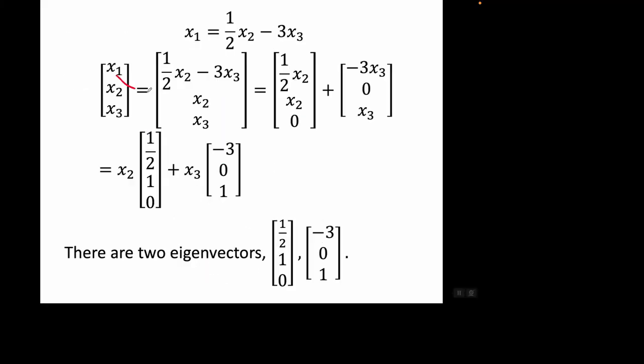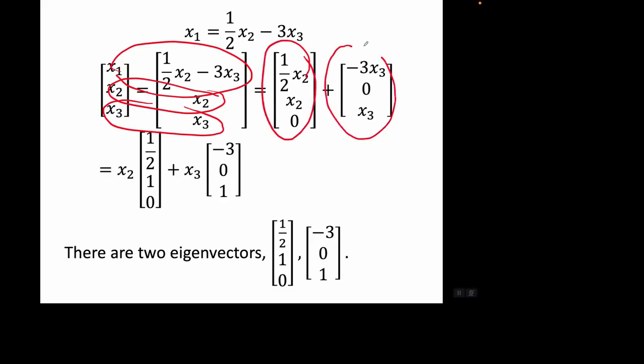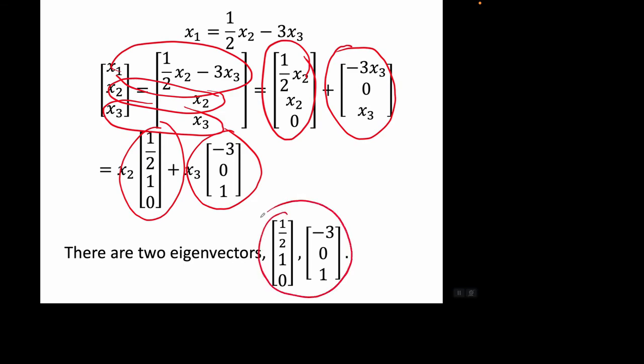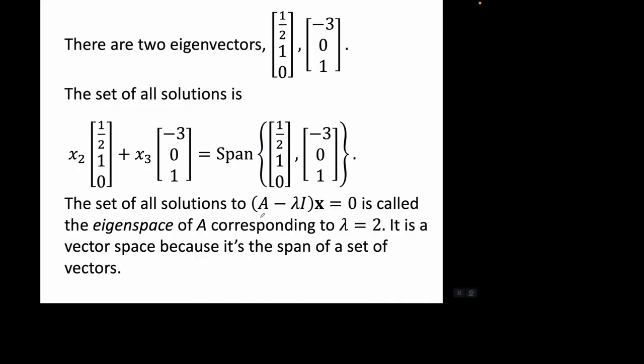Therefore, x1 is half x2 minus 3x3. x2 is x2. x3 is x3. We can separate this out. This is the x2 stuff. This is the x3 stuff. So it equals x2 times (1/2, 1, 0) plus x3 times (-3, 0, 1). There are two eigenvectors, (1/2, 1, 0) and (-3, 0, 1).